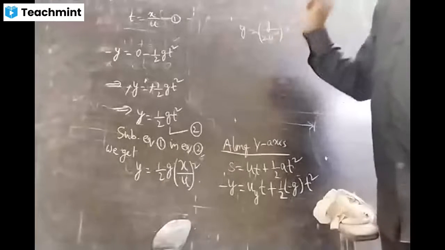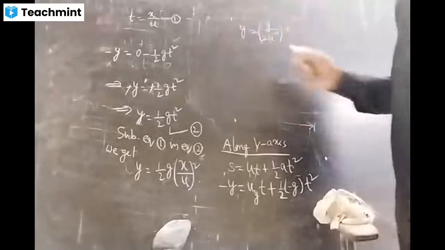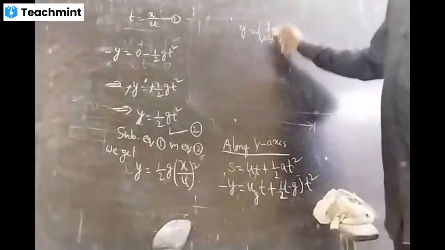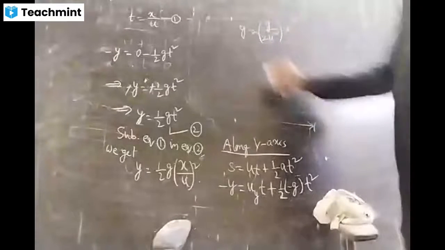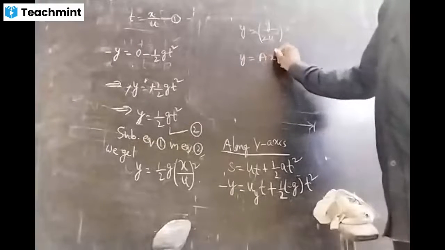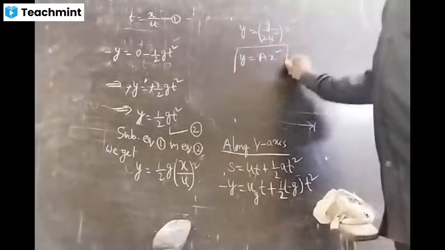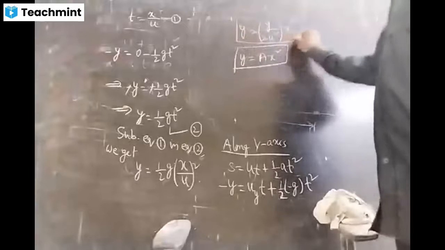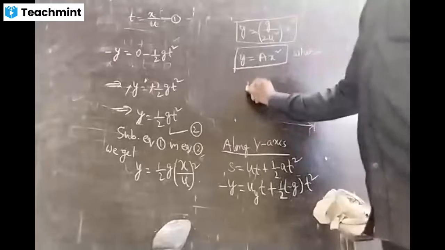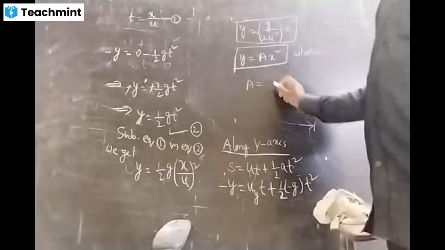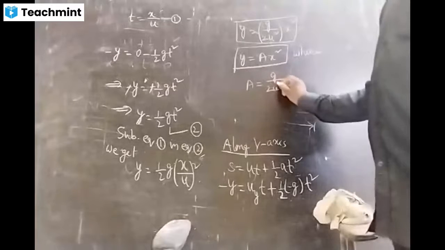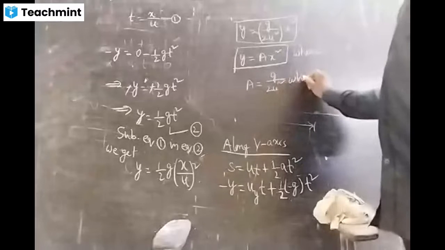Now, as you know, g is constant at a given place. u, the initial velocity, when you project a particle, is constant. 2 is a number which is constant. So this entire term within the brackets is a constant term. So I can write y is equal to a x square, where a is equal to g by 2u square, which is a constant.